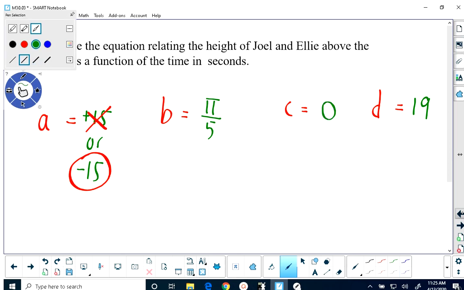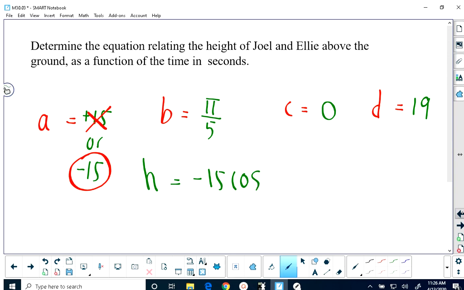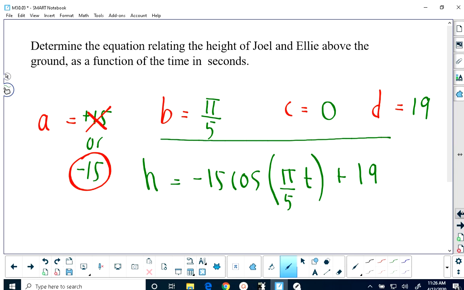And then really everybody, we're basically done. We write out the equation of the function. Joel and Ellie's height equals A, which is negative 15, multiplied by, we settled on cosine of B times the time, plus D, which is 19. And what you can certainly do is, on your own time, enter this into your graphing calculator along with the appropriate window settings, and you will see that it matches their ride perfectly.